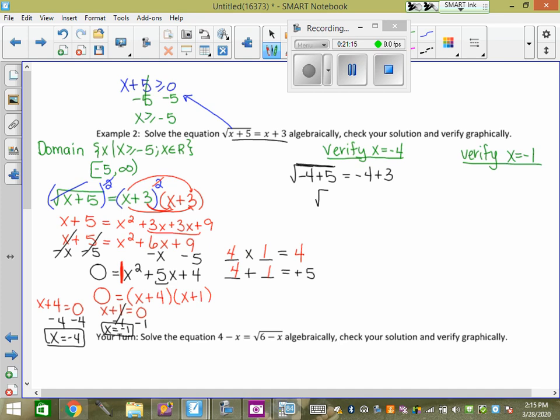Negative 4 plus 5 is 1. So square root of 1 equals negative 4 plus 3, which is negative 1. 1 equals negative 1? No, it doesn't. 1 does not equal negative 1, actually. And x does not equal negative 4. Well, technically, x still equals negative 4, but it doesn't work. What we should be doing is go x equals negative 4, circle it, put a line through it, and say extraneous.